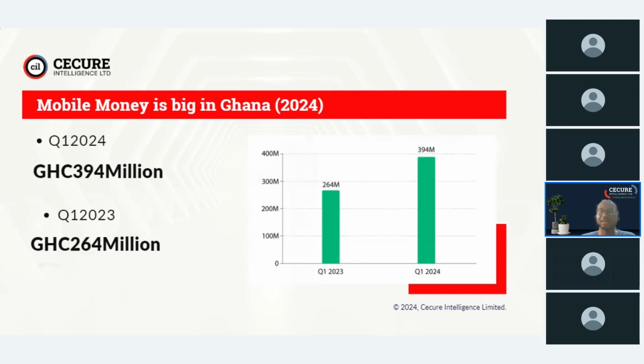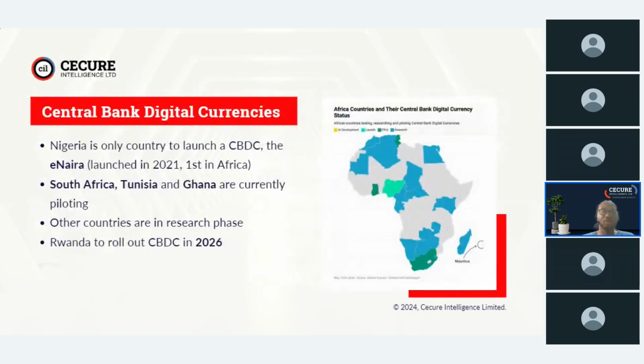On the next slide, what we're also seeing as far as trends in Africa is central bank digital currencies. Central bank digital currencies are basically money controlled by the central banks, but used through digital means. In 2021, Nigeria launched its CBDC, and they were the first in Africa to launch their own CBDC, which is the e-Naira.